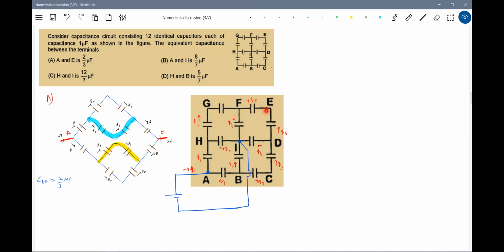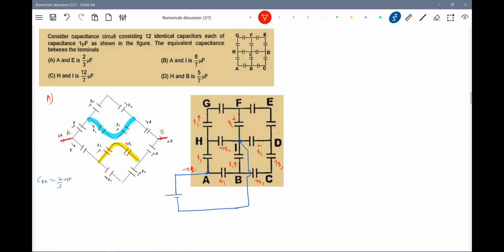So not possible here. So plus Q5 minus Q. From here plus Q5 will come. From here Q5 and minus from here plus Q5 will come. It will not be conserved. So therefore, no charge should be there in those capacitors.